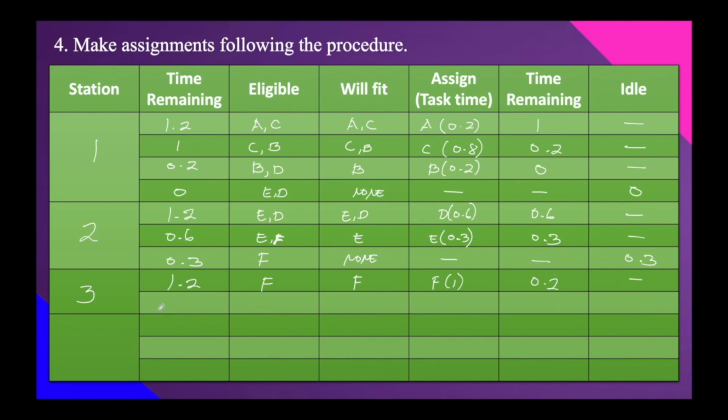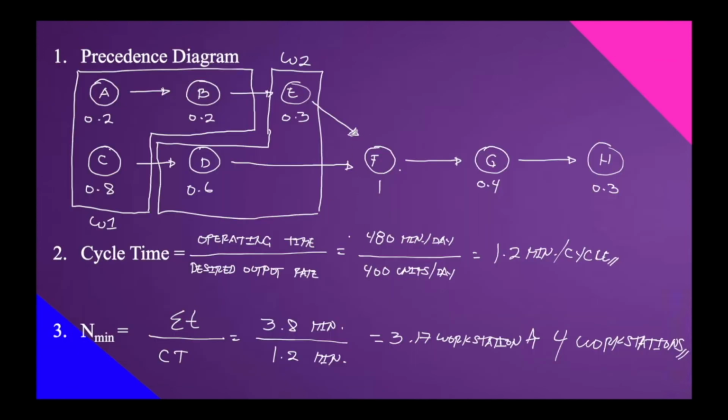Wala pa tayong idle dahil we're not yet finished. So 0.2 time remaining. Eligible na ngayon si G, pero it will not fit dahil 0.4 po siya. Okay? So wala tayong assigned task. Ito, none. Walang mag-fit eh. And we have an idle time of 0.2. Therefore, under the third station, mag-isa lang si letter F. Okay, this is the workstation 3, letter F.